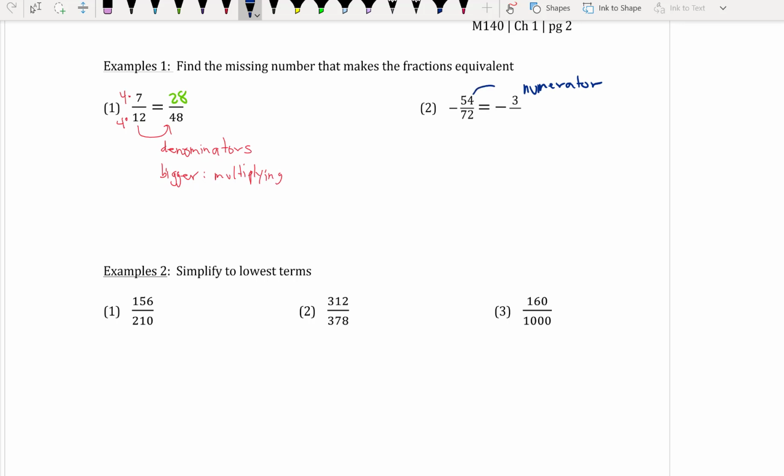So here from 54 to 3, how did that happen? Well, the numerator got smaller. So since the numerator got smaller, you're going to be thinking about dividing. So 54 is going to be divided by some number equal to 3. Let's go ahead and write that out.